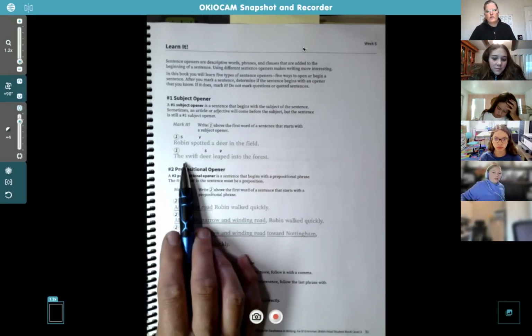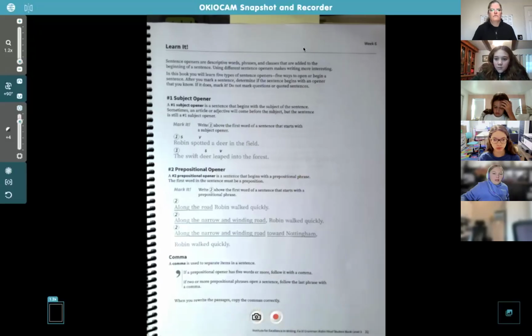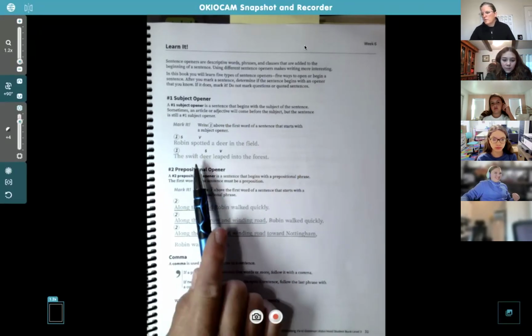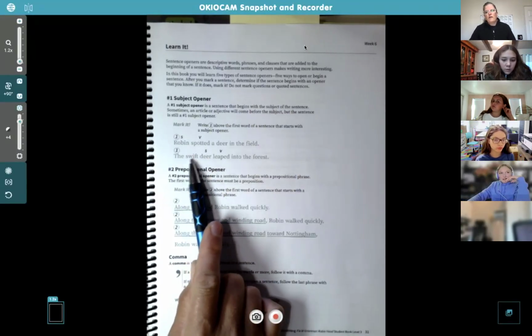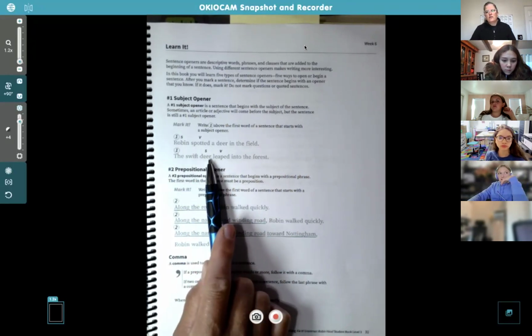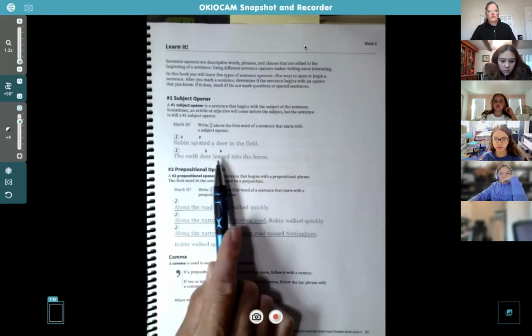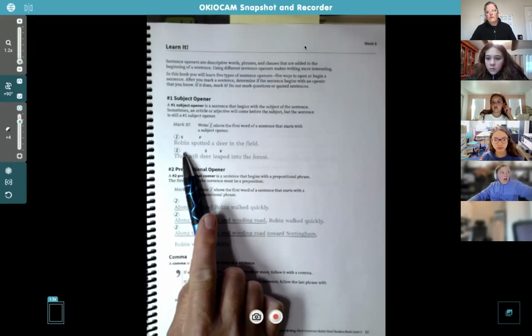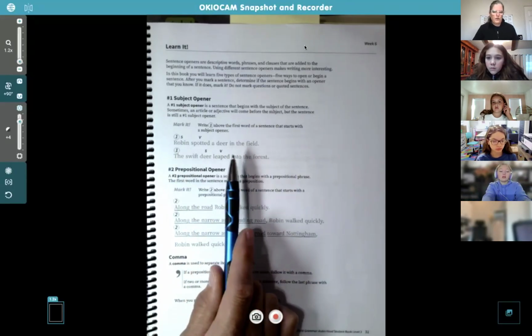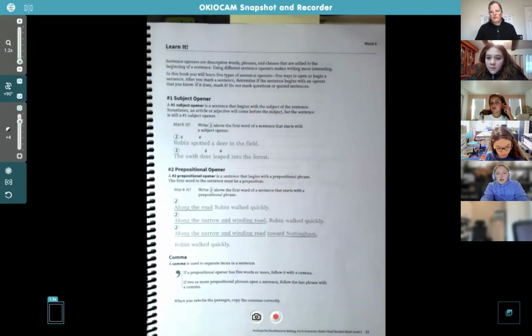Sometimes you'll have other words in front of the subject, like this one. We have the article the, and then there's the adjective swift, and then the subject deer. Even though we have the article and an adjective before it, this is still considered a subject opener. And the subject and verb go together, deer leaped. Okay. So you're going to label it with a number one, and we're going to write the word subject next to it when we label it in this book.